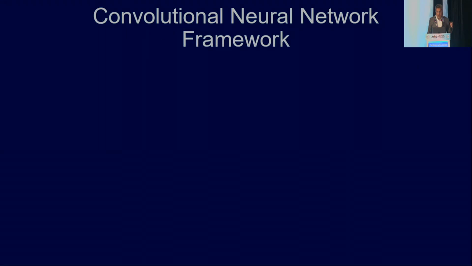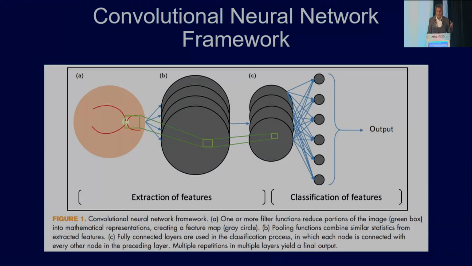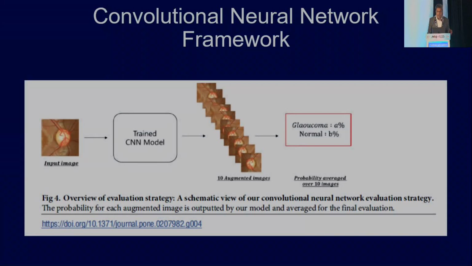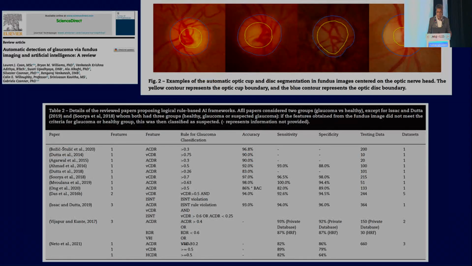I'm not going into the detail, but it's basically the convolutional neural network framework which happens, and it can beautifully classify glaucoma. The CNN model is trained so that it can detect between a cat and a dog. It's something like that. It can start differentiating between a normal and a glaucoma eye once you start training it.